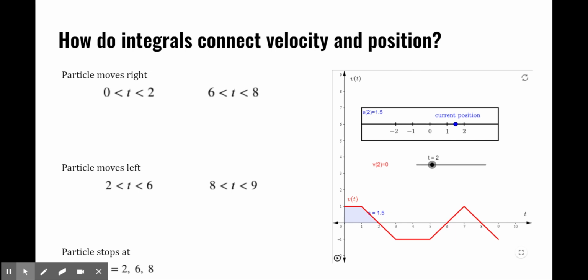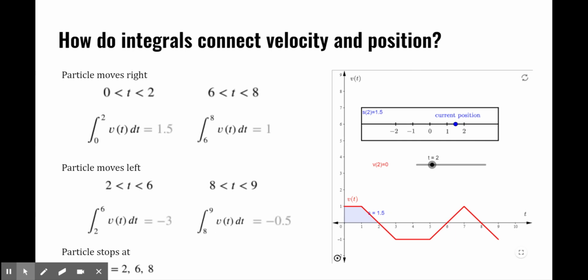When we say that the particle moves right on the interval 0 to 2, we can now report how far to the right the particle traveled during this time. It's simply the definite integral of the velocity function from 0 to 2. And the same can be said about the other intervals. Evaluating all of these integrals, we have the following. From this example, it should be clear that the definite integral is a powerful tool that allows us to extract detailed position information from the velocity function.